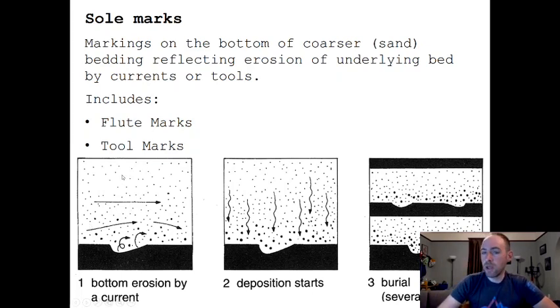And so either the flow resulted in the erosion in the case of what are called flute marks or flute casts, you'll hear them referred to, which look like this, or there might be tool marks, which also occur as, say, a pebble or a coarse grain rolled across and scoured out that underlying deposit here.